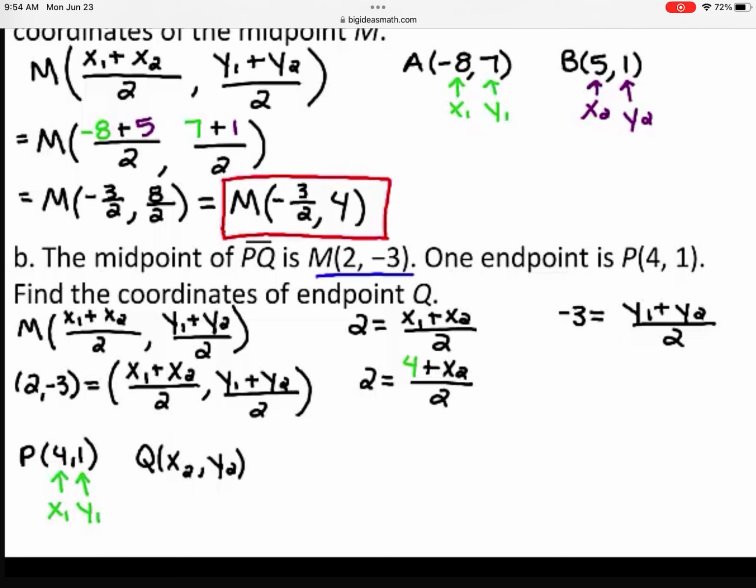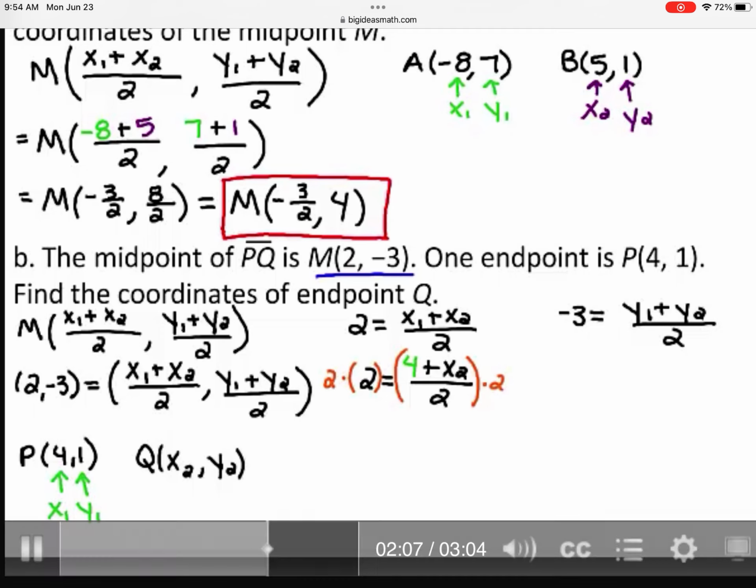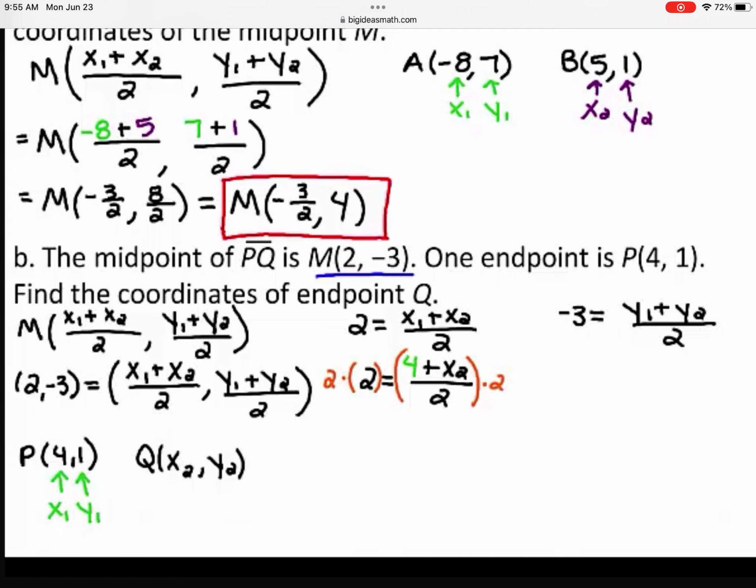Now, to solve for x2, you can first multiply both sides of the equation by 2. This gives you 4 equals 4 plus x2. Next, you can subtract 4 from both sides of the equation. This gives you 0 equals x2. So, the x-coordinate of endpoint Q is 0.